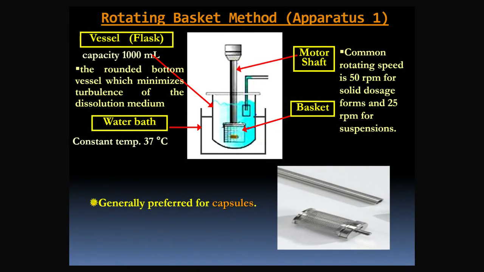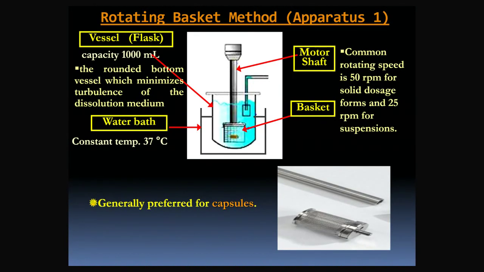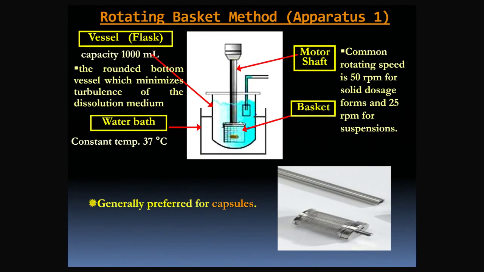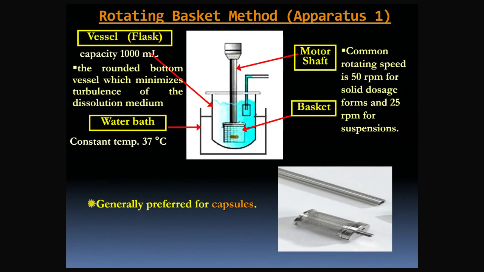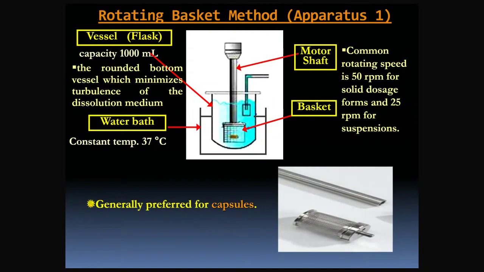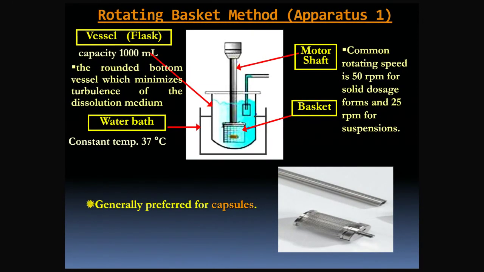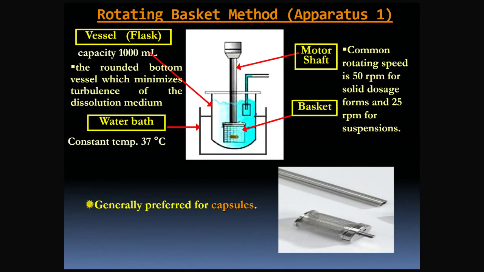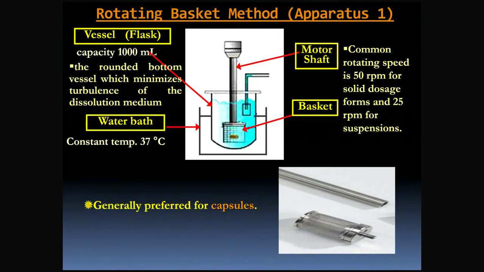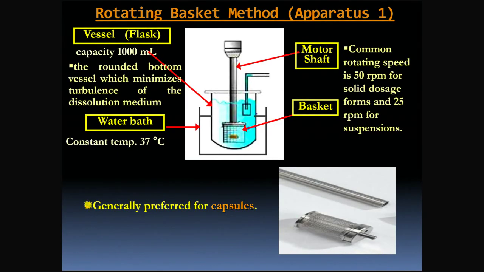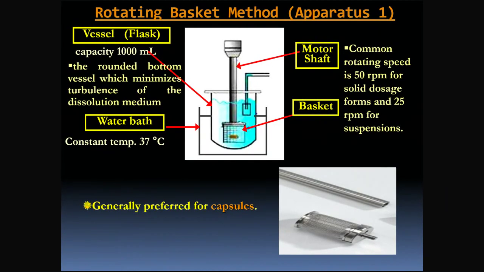Focus your attention on the architecture of USP Apparatus 1, where a stainless steel mesh basket serves as the primary housing for the dosage form during the dissolution test. The hemispherical design of the 1,000 milliliter vessel is a critical engineering feature that minimizes fluid turbulence, ensuring that the mass transfer kinetics remain consistent and reproducible throughout the experiment.